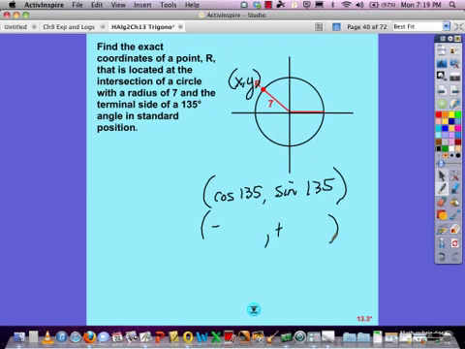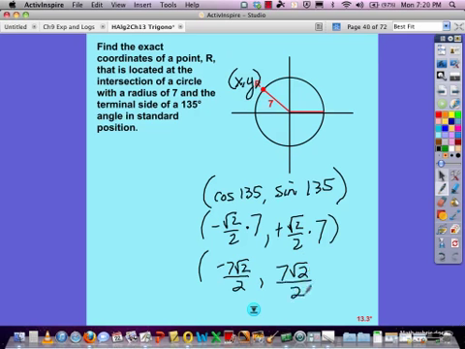So the cosine of 45 is square root of 2 over 2. But don't forget to multiply it by that factor of 7 for the radius. And the sine of 135 is also square root of 2 over 2. But again, don't forget to multiply it by that factor of your radius. So our final answer, exact values, would give us negative 7 square roots of 2 all over the whole number 2, and positive 7 square roots of 2 all over 2.